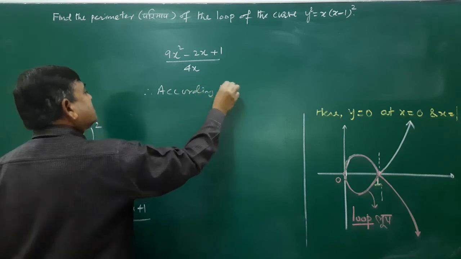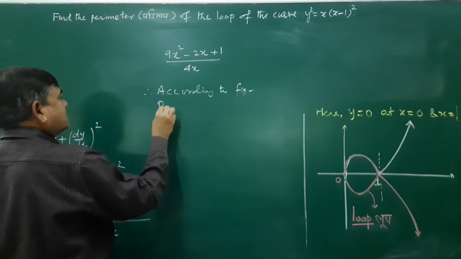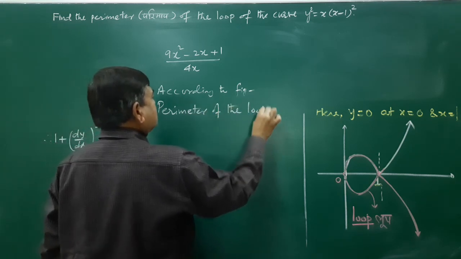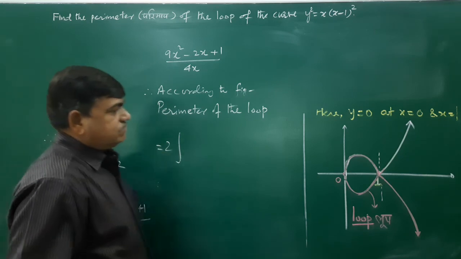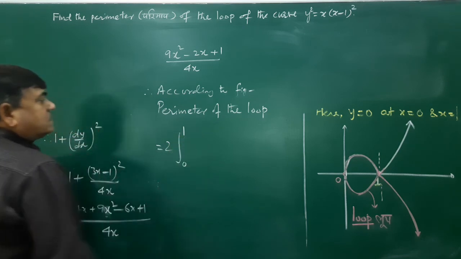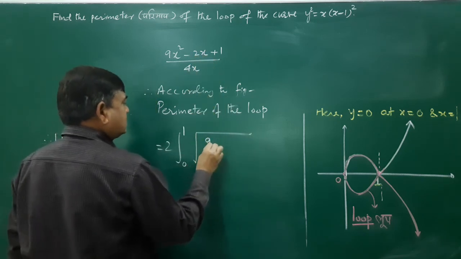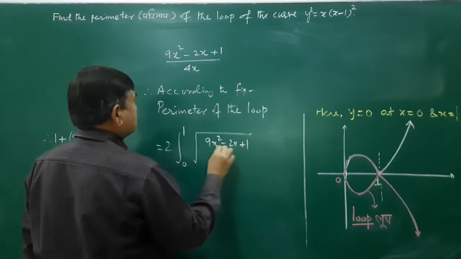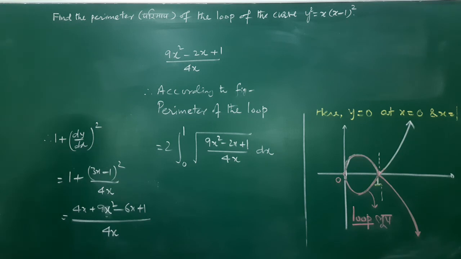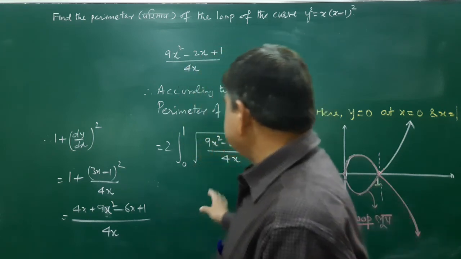Therefore, according to the figure, perimeter of the loop equals 2 times, doubled. Integration is from 0 to 1, root of 1 plus dy by dx whole square. So it is this, 4x dx. Now this is the task for you, how to solve this integration.